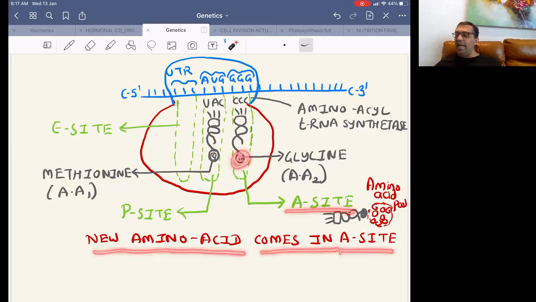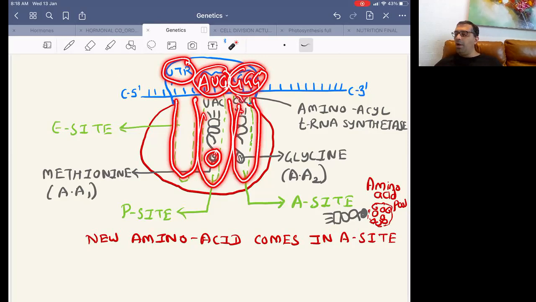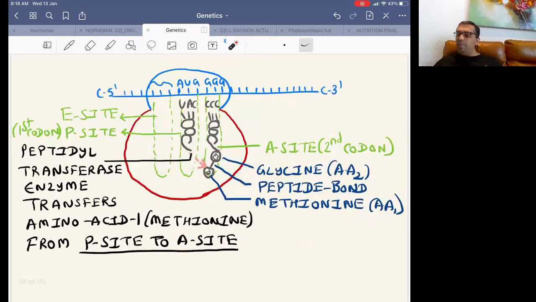So we have E site, which is corresponding to the UTR. P site corresponds to methionine, which is the first amino acid. GGG, second codon, has A site corresponding to the second codon with amino acid glycine delivered as the second amino acid. And now there is an enzyme called peptide transferase enzyme. Peptide transferase enzyme transfers amino acid number 1, methionine, from the P site to the A site.